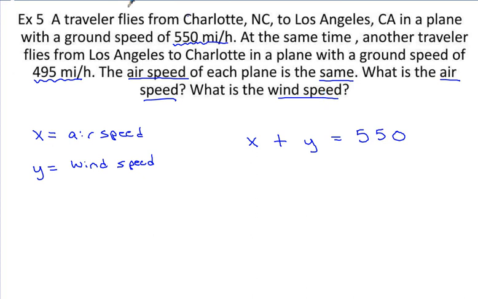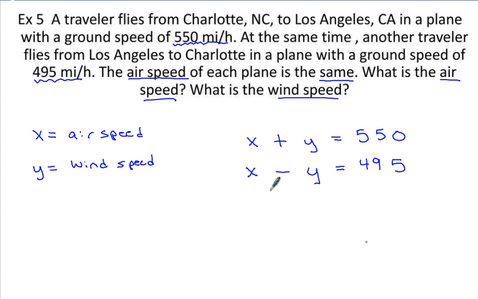How do I know that's the one I put plus on? Because guys, it's faster, it's bigger. The one that's bigger is going to be plus. The one that's smaller is going to be minus, because the wind is going to fight against them. Okay? So when you're coming back from Los Angeles to Charlotte, you're fighting against the wind. In that case, that's going to be the airspeed minus the wind speed, because it's going to be fighting against you and slowing you down. That's going to equal a total of 495 miles per hour.